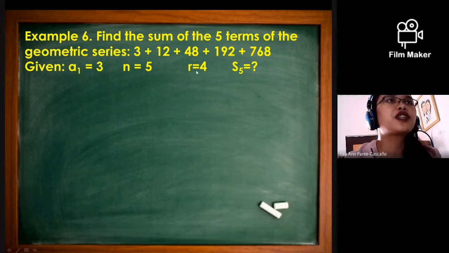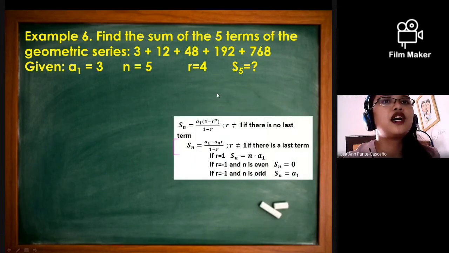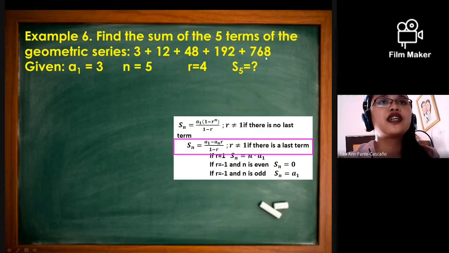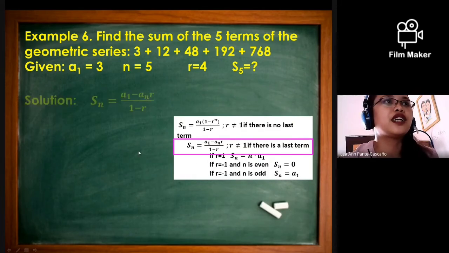3 times 4 is 12, times 4 is 48, times 4 is 192, times 4 is 768. Now, sabi po natin, meron tayong last term which is 768. If we have last term, ito naman daw po yung formula na gagamitin natin. Tandaan po natin yung formula na yan.